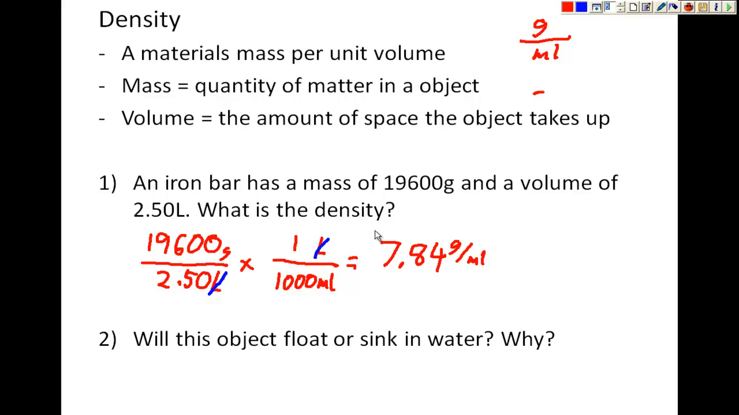And so what we did is we have a derived unit, and we also did a very quick unit conversion on this one as well. Now, the next question says, will this object float or sink in water, and why? What I want you to do is take a look in your textbook and tell me if this thing is going to float or sink in water, and we'll discuss that in class.